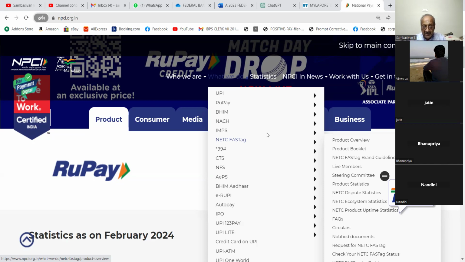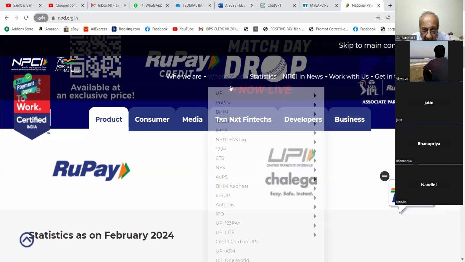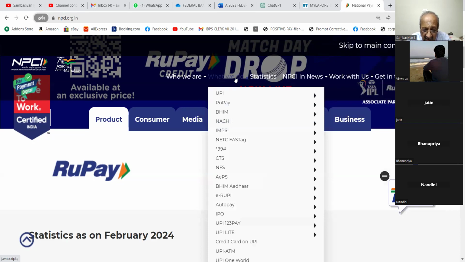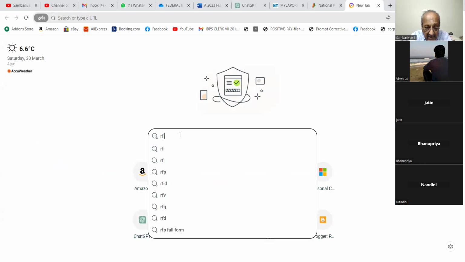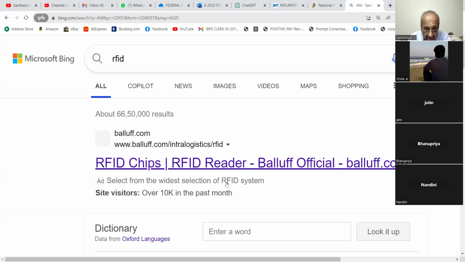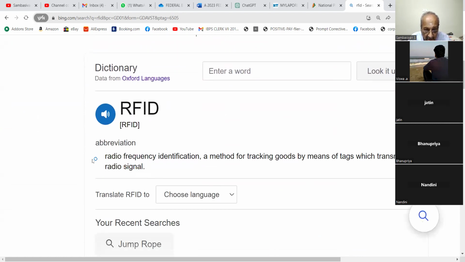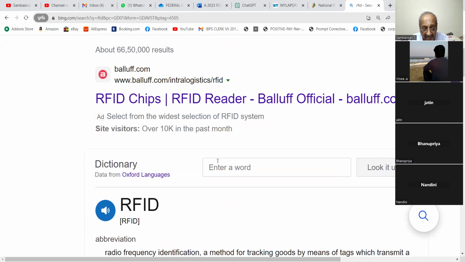So this is known as FASTag. And for this, the technology that is used is RFID. What is RFID? Viswa? RFID, sir. Radio frequency identification method, sir. ID means identification. RFID chips. Radio frequency identification: a method of tracking goods by means of tags which transmit a radio signal.